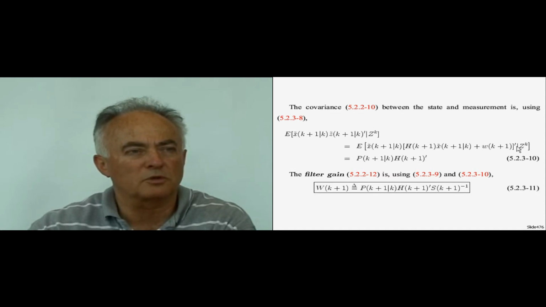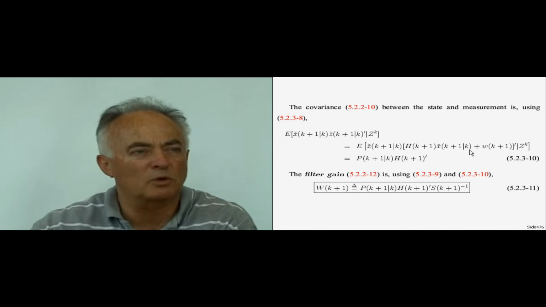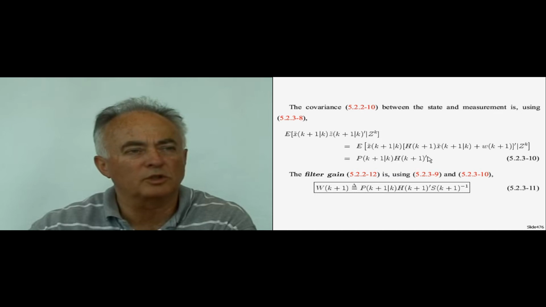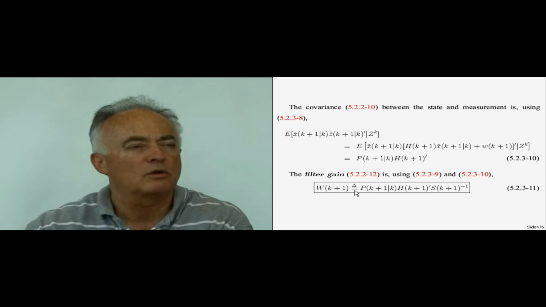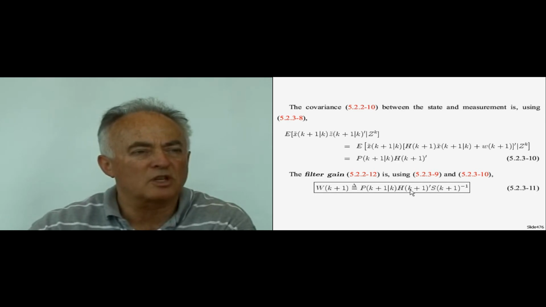Second, because of the transposition, we switch the orders, so this immediately multiplies this, and we have P k plus 1|k, the expected value of x tilde k plus 1|k, x tilde k plus 1|k transpose, and then post-multiplied by H k plus 1 with the transposition. So the filter gain, now this is the pxz, this is the pzz inverse. W k plus 1 is P k plus 1|k, H k plus 1 prime, S k plus 1 inverse.